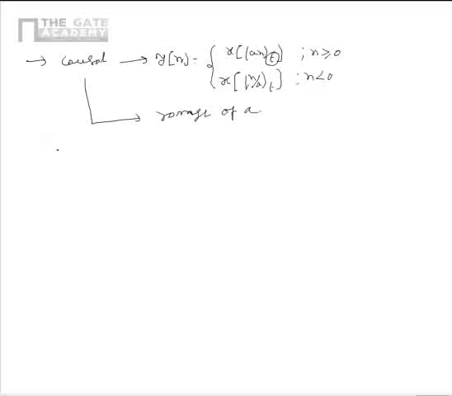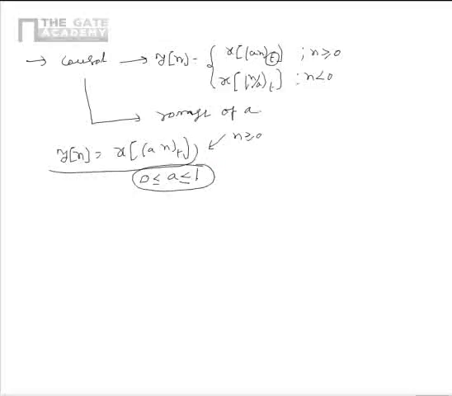So if the system is causal, the output y of n should depend only on past x of n. For this to be satisfied, say for n greater than or equal to 0, a should be less than or equal to 1. That is, 0 should be less than or equal to a less than or equal to 1. If and only if this condition is satisfied, if we take the condition for n greater than or equal to 0, the system would be causal.